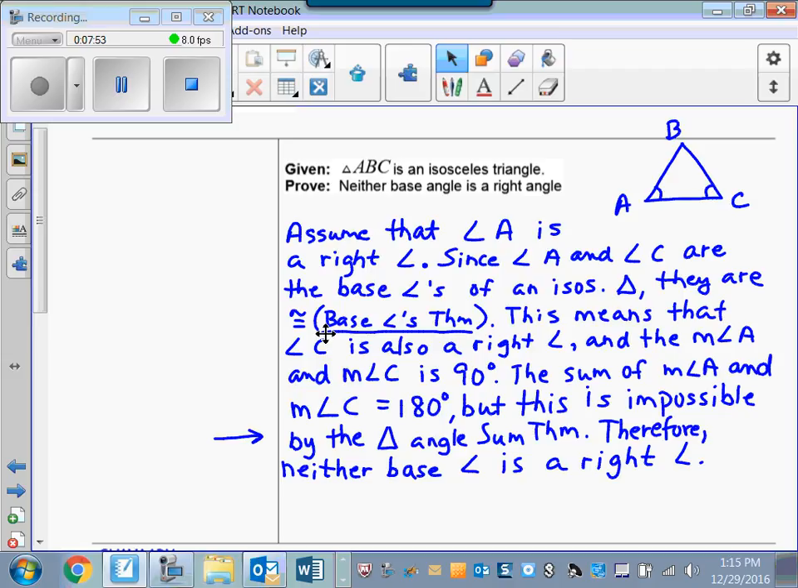And we have one more lesson in this unit, which is inequalities in triangles, and I'll see you next time.